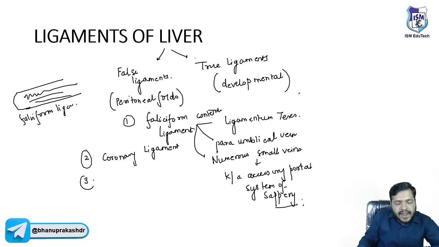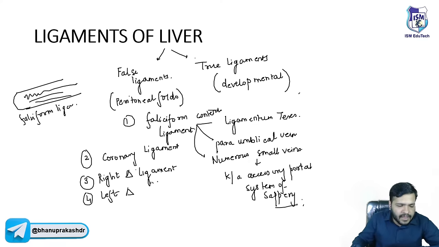We have the right triangular ligament. I've already shown this. We have the left triangular ligament, okay, and we have the lesser omentum, beta.